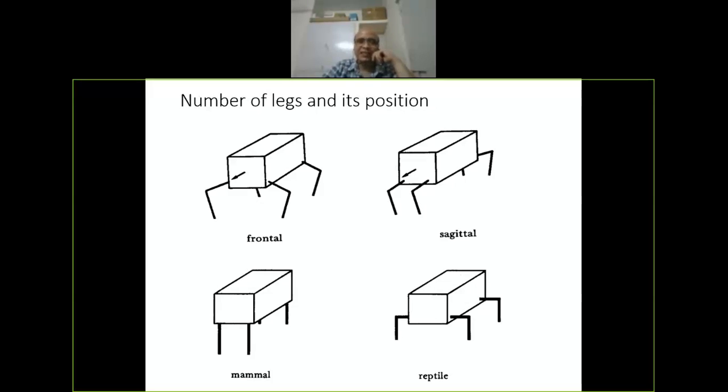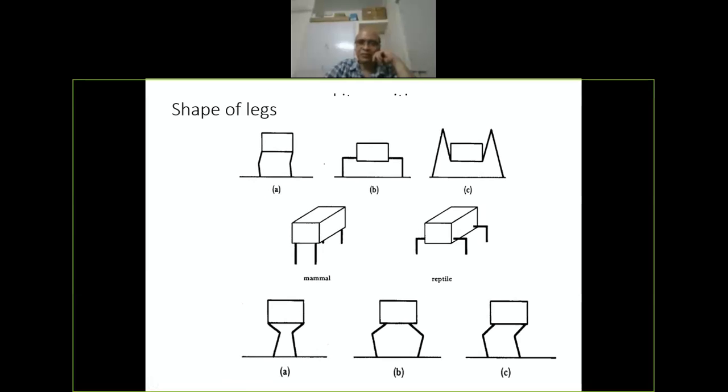What is the orientation of the legs? Where is it fixed? So these are some examples of legged systems where we have a frontal position, sagittal position, mammals and reptiles. Mammals is the left bottom one where the legs are fitted right under the body. That is the case with a horse or a dog. For a reptile, it's on the side. So when we're talking about a legged system, we should also know how a leg is fitted and what the kinematics of the leg is.